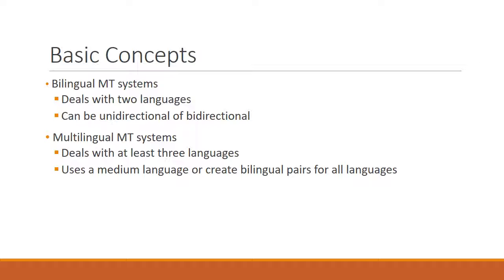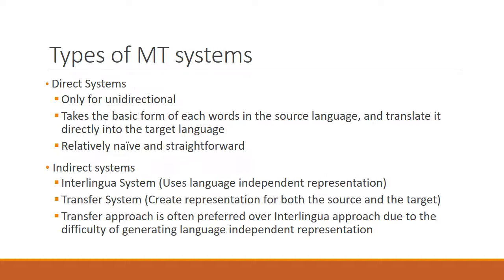A bilingual machine translation system deals with two languages. It may be able to translate between both languages or just translate one into another. On the other hand, multilingual systems refer to machine translation systems that can handle at least three languages. The easiest approach for such a system is to first translate language X into English, then translate from English to language Y. A more ambitious approach is to create pairs for all the languages in the system.